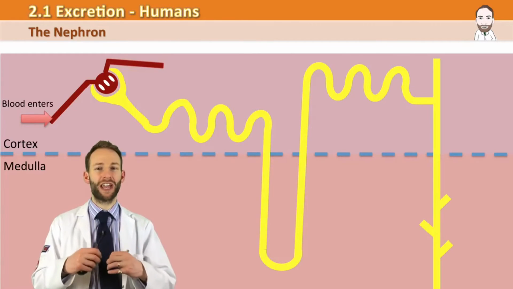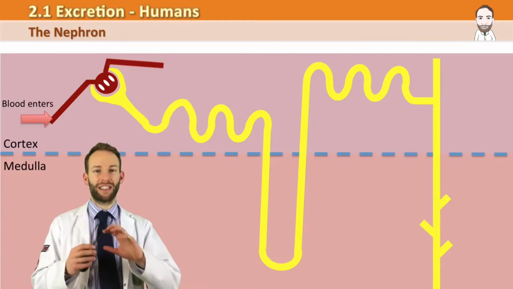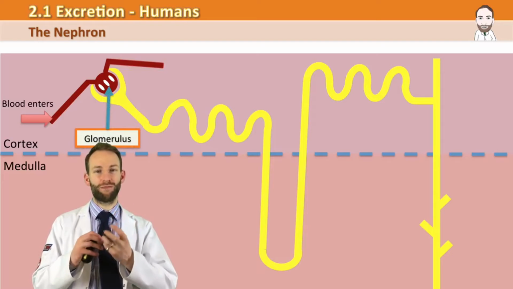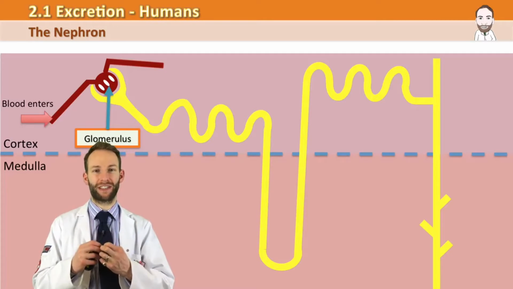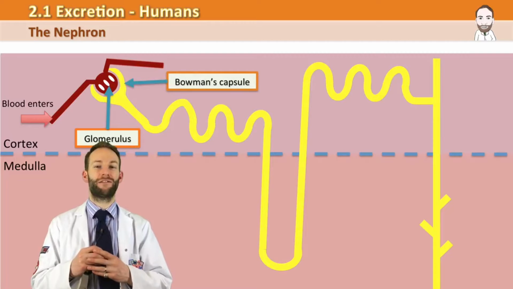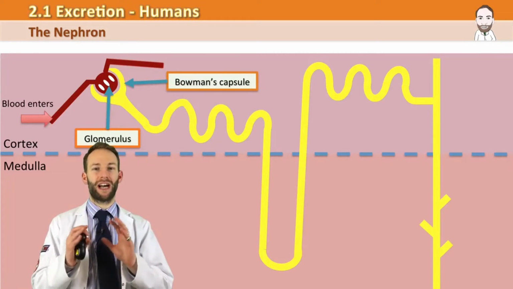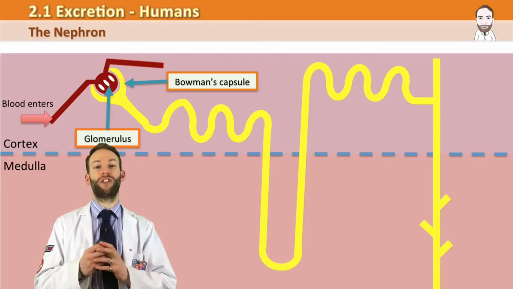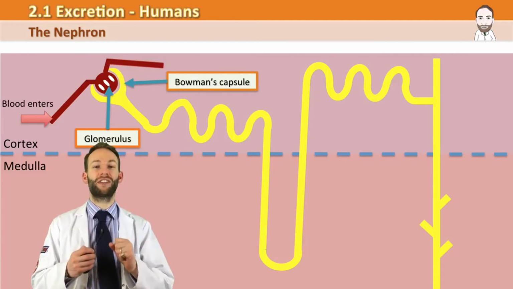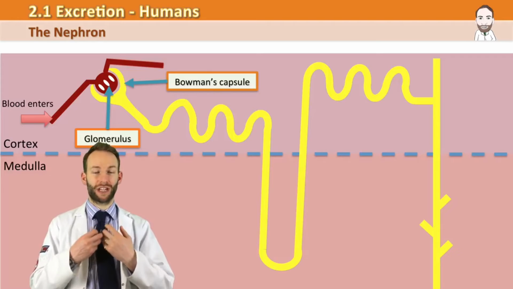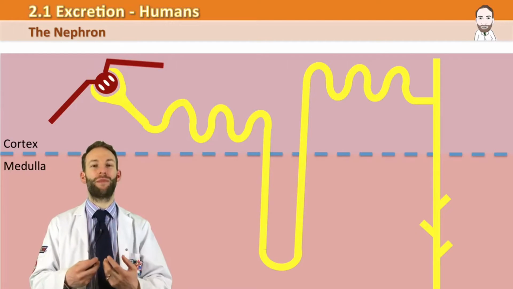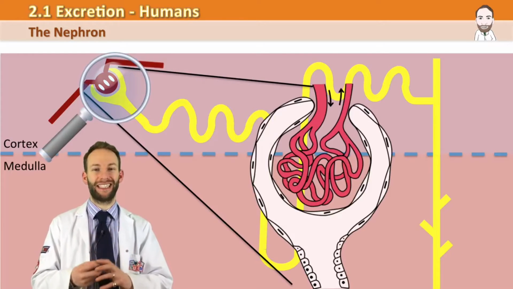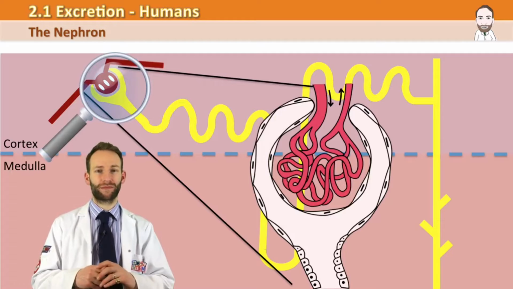We say it's got a very high hydrostatic pressure, and that arteriole then forms this ball of capillaries called the glomerulus, and that is at the start of the nephron. It is surrounded by a cup called the Bowman's capsule, which is the beginning of the nephron tubule. And because the blood is under such high pressure, lots of stuff starts getting forced out of the blood at this point and is collected in that Bowman's capsule.